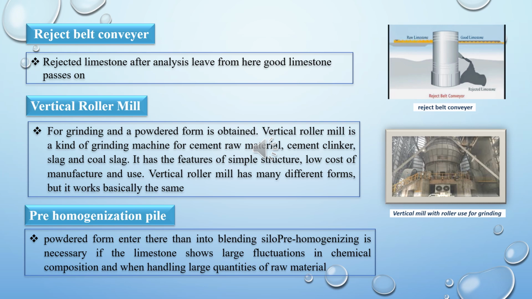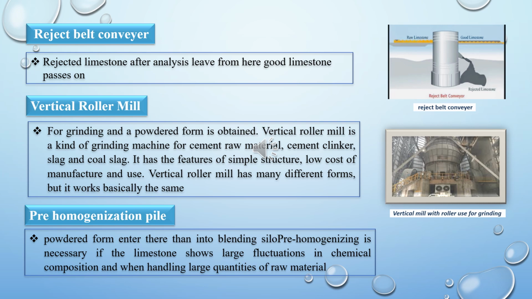Students, basically the vertical roller mills are grinders. They just grind the raw material for cement, clinker, slag and coal slag. There are different kinds of vertical roller mills which are used for grinding, but the main use is just grinding, and all the machines work on the same principle.